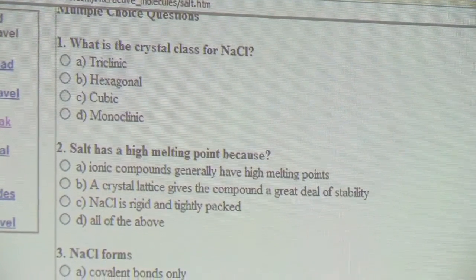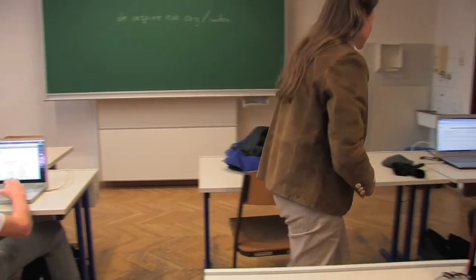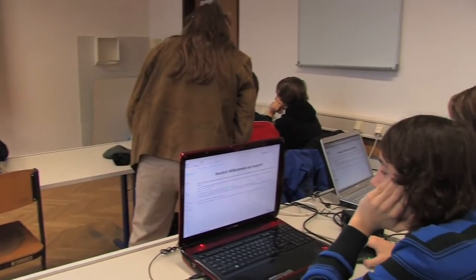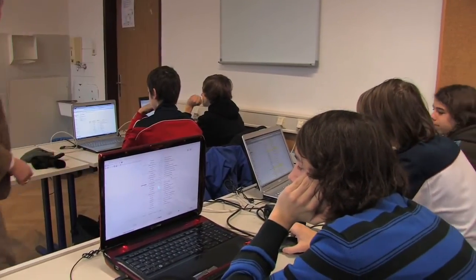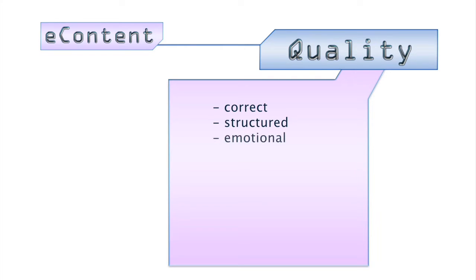Quality. According to the Austrian Content Decree 1 and 2, eContent may never be paid for and is reviewed by 10 criteria. These are: Correct. The eContent has to be scientifically sound and up to date. Structured. The content has to follow a didactic concept. Emotional. Learners should feel engaged and motivated. Adaptive. Individual ways for students to learn.